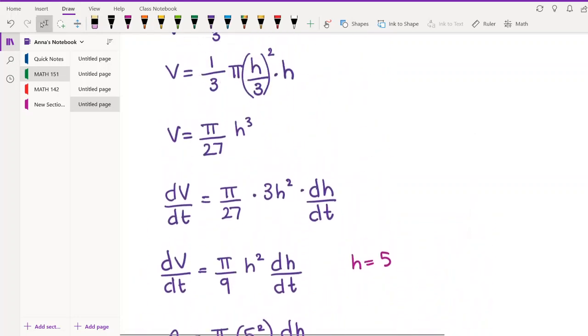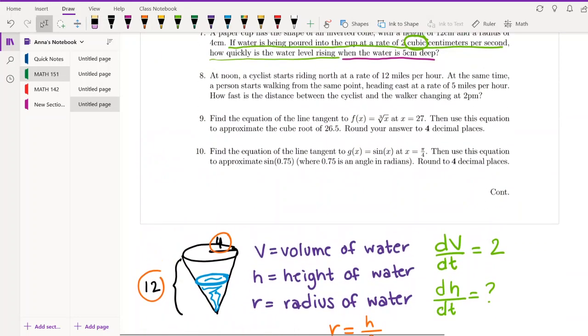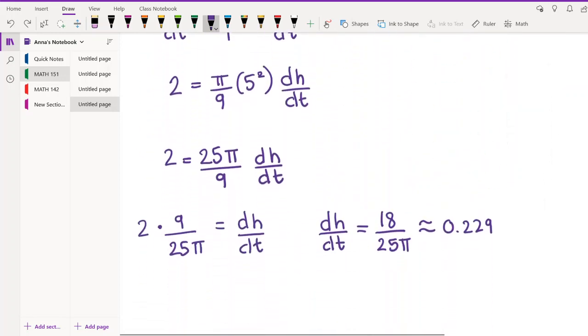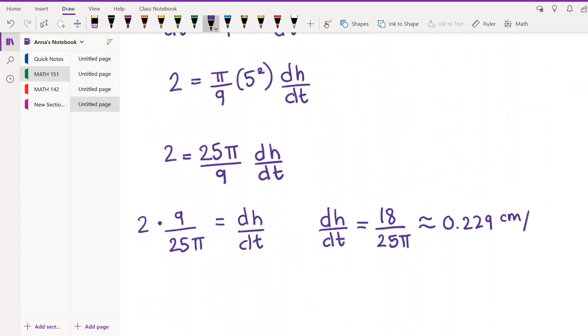And then what are the units? Well, if we look back at the original units in the question, the units for the change of volume were cubic centimeters per second, but here we're talking about a level, like a change in height. And so that should just be centimeters. So this is going to be centimeters per second.